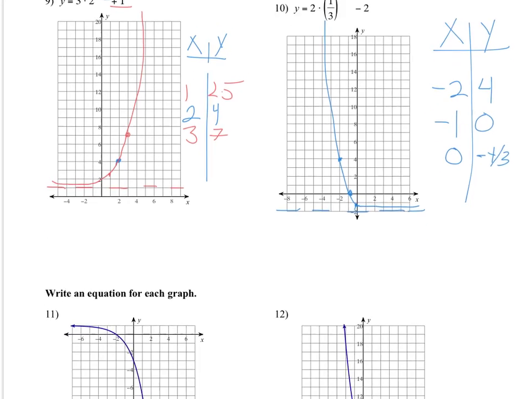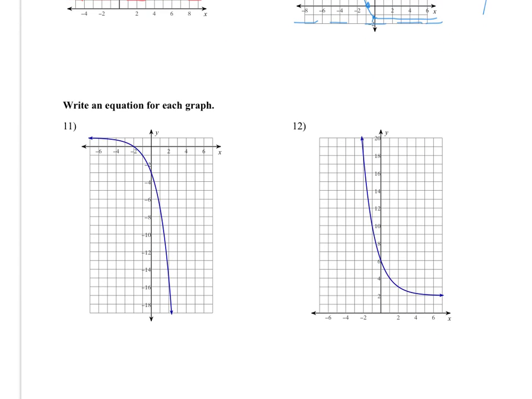Okay, continuing on, we've got to look at writing some equations for graphs, and these equations are going to be in the form of y is equal to a b to the x plus k. First thing we'll take care of is k, and that's going to be my asymptote. For the first one, it looks like my asymptote is at a height of 1. So we'd write this as y equals ab to the x plus 1.